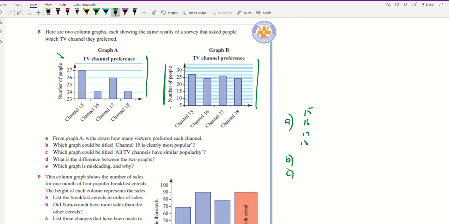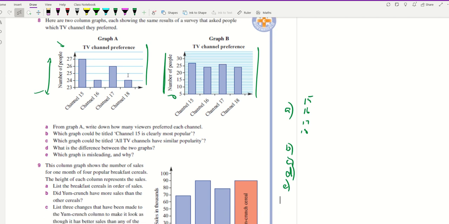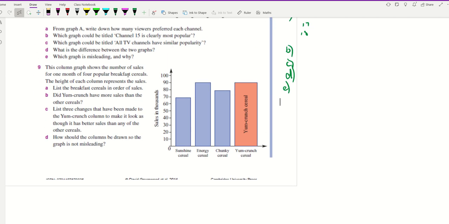This one, our graph starts, well, it starts at 5. It doesn't even start at 0. But this one, it starts at 23. And so the second one, the scale, the difference between them is exaggerated. All right, so sorry, well, D, what is the difference between the two graphs? I guess I've just answered that. You can write that down. And which graph is misleading and why is it misleading? So there your question 8.